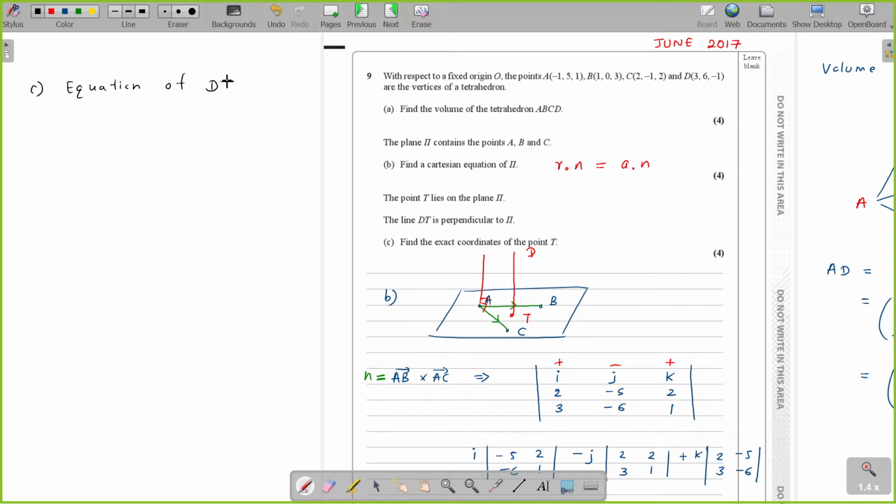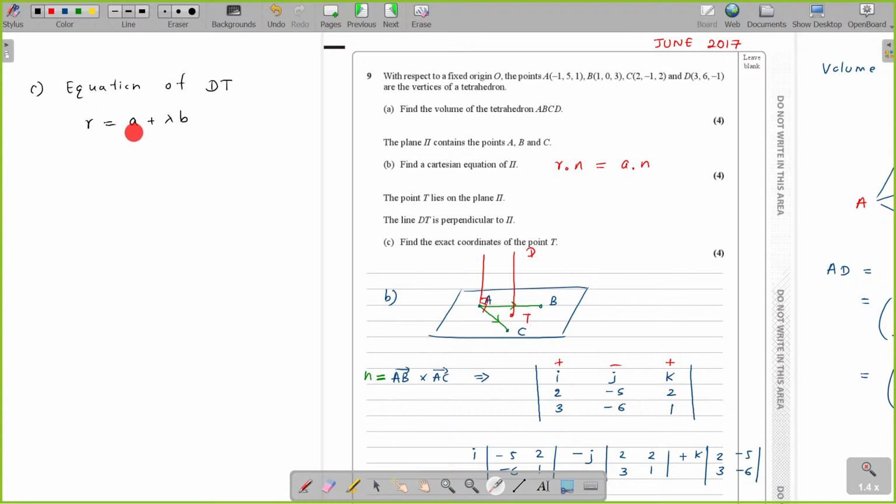How can I find the equation of DT? Guys? The equation of DT is going to be a vector equation, r equals a plus lambda b. Let's go for the vector equation of a line, r equals a plus lambda b, where a represents a position vector. Yes, Lahiru? Ma'am, r equals d plus lambda n, ma'am.